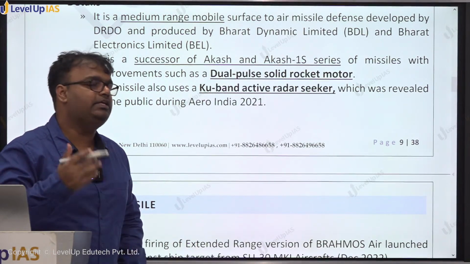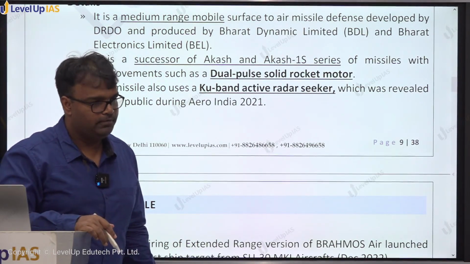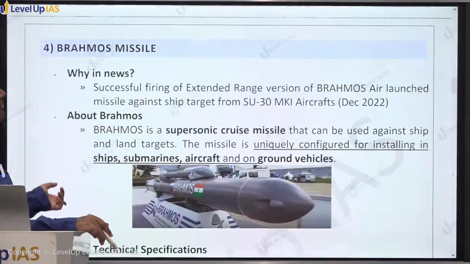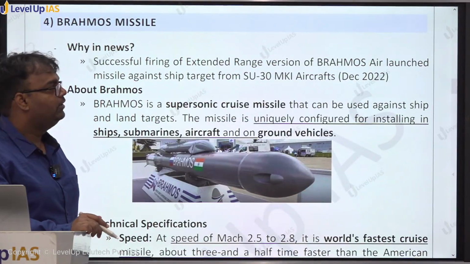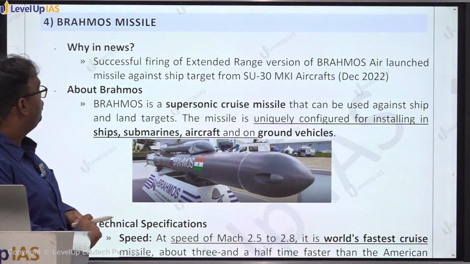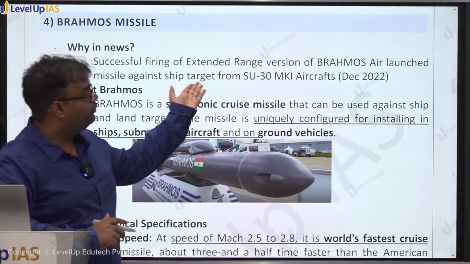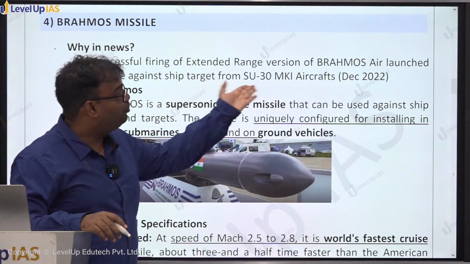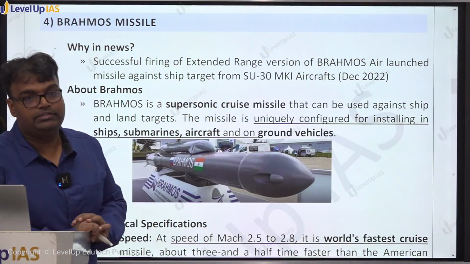नहीं, जनरली इन केसेस में वो नहीं होता है. ओके, ब्रह्मोस मिसाइल, एक्सटेंडेड रेंज वर्जन ऑफ ब्रह्मोस was launched abhi, was tested on Sukhoi MKI aircraft in December 2022.